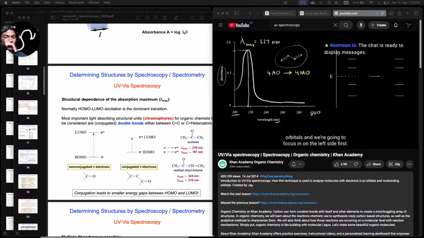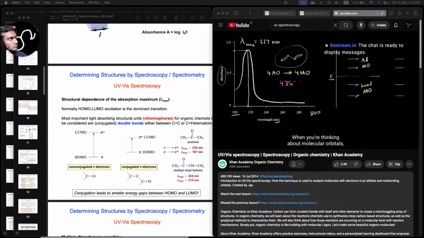The bonding molecular orbitals are lower in energy than the anti-bonding ones. This orbital and this orbital are our bonding molecular orbitals, and this one and this one are the anti-bonding molecular orbitals. Energy is increasing, so the anti-bonding molecular orbitals are higher in energy. Looking at the dot structure for butadiene again, we have 2 pi electrons here and 2 pi electrons here, so a total of 4 pi electrons.